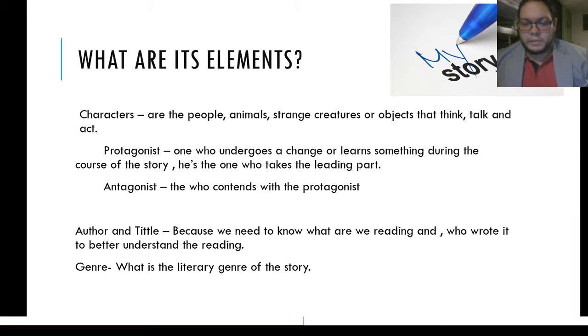Author and title. This is important because for everything we read, we need to know what we are reading and who wrote it, because you could read something from your country that is not real, and maybe you can debunk it. The genre is the literary genre of the story. If it's horror, if it's fiction, if it's non-fiction, you decide when you read the story.